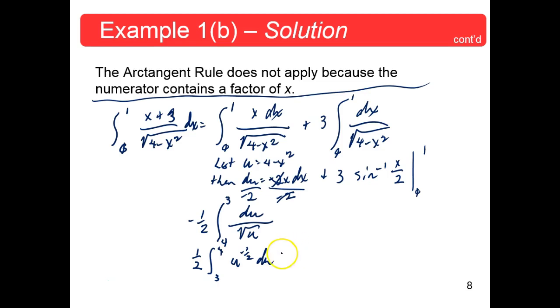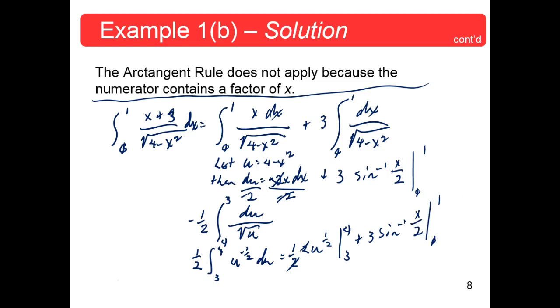Did you figure out how to integrate this? Okay. It's going to be u to the 1/2 with a 2 in front. And that 2 is going to cancel that 2 out. Oh, nice. And that's evaluated from 3 to 4. Plus this thing, 3 inverse sine of x over 2 evaluated from 0 to 1. It's strange to have two different limits because we changed variable.